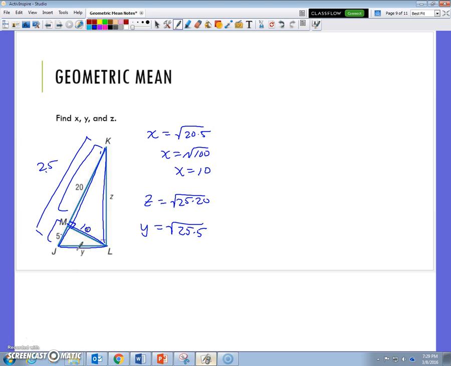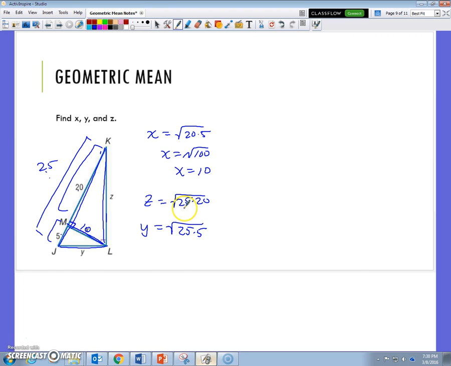And so we have these three variables that we can solve for using the altitude theorem and the leg theorem. The altitude theorem says the geometric mean between 20 and 5 should equal the altitude's length. The leg theorem says that the geometric mean between 25 and 20 should equal z, and 25 and 5, y. Now, to simplify these square roots, I could multiply these numbers and get really big outcomes, or I could just simplify from what I already have.